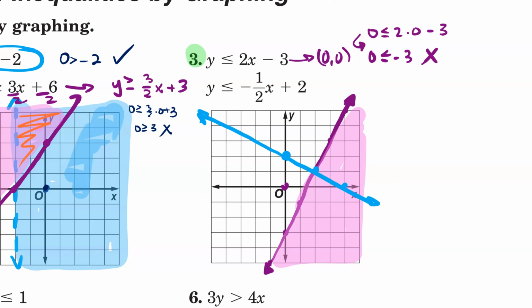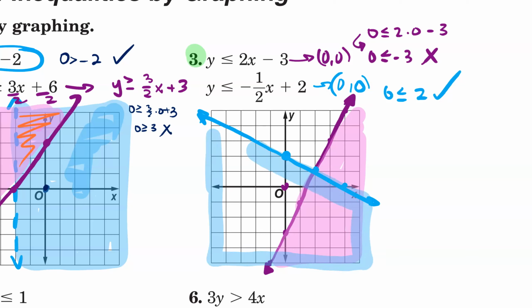Just pick a point that's not on the line. So if I pick 0, 0, it makes it nice and easy. But the issue is if this went through 0, 0, I could not choose it to plug in. Okay, is 0 less than 2? It's true, 0 is less than 2. So we will shade underneath where 0, 0 is located. And then the solution is where they overlap.